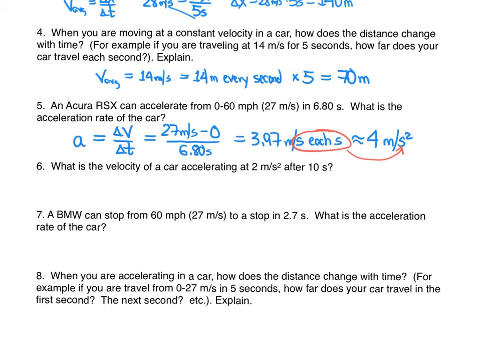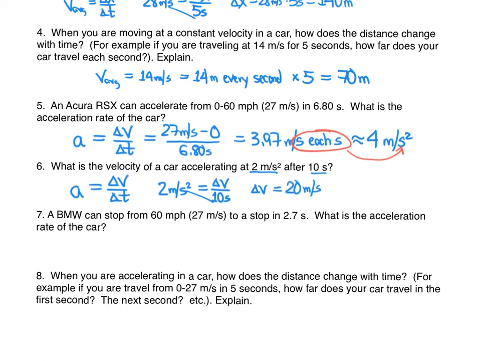All right, number 6. What is the velocity of a car accelerating at 2 meters per second squared after 10 seconds? So again, we use our definition of acceleration. It's change in velocity over time. So here we know the acceleration. That car is going to travel 2 meters per second faster every second. So we know how fast we're going after 10 seconds. So you see we're going to do a little cross multiplying here. 2 times 10, so my velocity will be 20 meters per second at the 10-second mark.